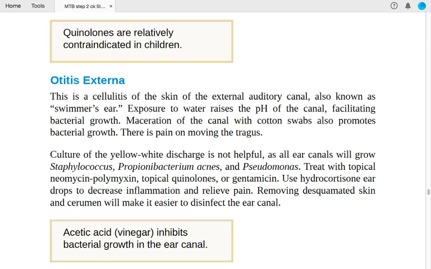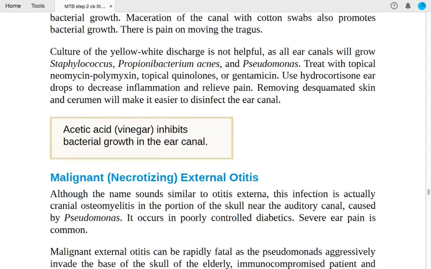Use hydrocortisone ear drops to decrease inflammation and relieve pain. Removing desquamated skin and sediment will make it easier to disinfect the ear canal, right? That we can do. Now, acetic acid or vinegar inhibits bacterial growth in the ear canal. That is an important point to ponder here: acetic acid, that is vinegar, can inhibit bacterial growth in the ear canal.